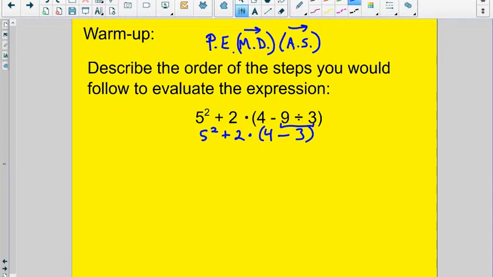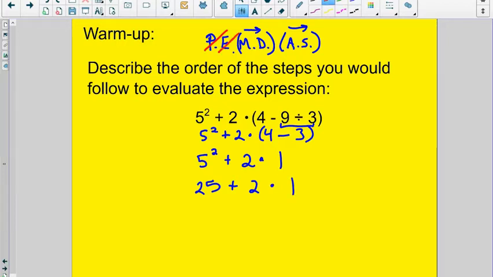Then we finish off the parentheses by subtracting 4 minus 3, and that'll leave us with 5 squared plus 2 times 1. That's the parentheses step. Next, we look for any exponents, and we see that there is at least one set of exponents, 5 squared. Remember, that's not 5 times 2. It means that we're multiplying the 5 by itself. So 5 times 5 is 25, plus 2 times 1.